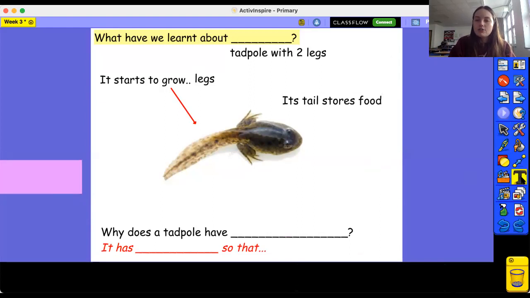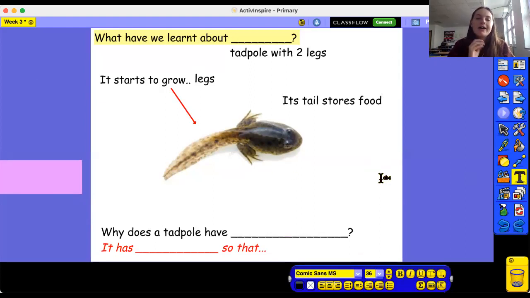So why does a tadpole have a tail? What is the tail needed for? It has a tail so that what? Why does it need a tail? Tell somebody in the room why a tadpole needs a tail. Brilliant, well done. A tadpole needs a tail so that it can have food to eat.